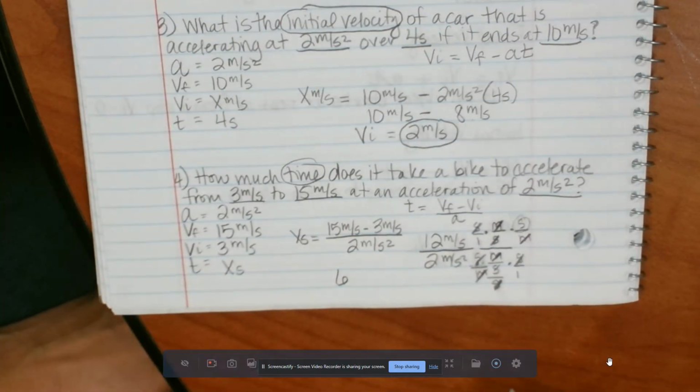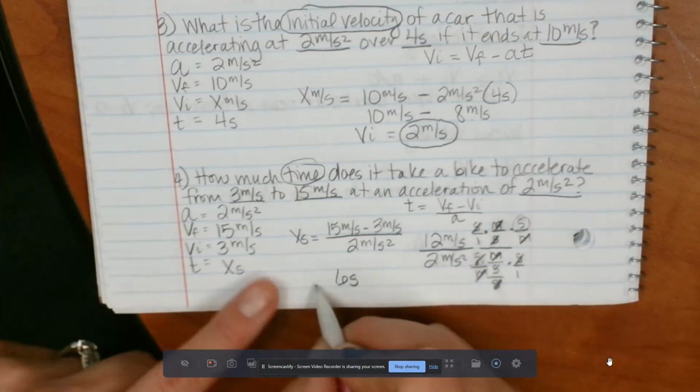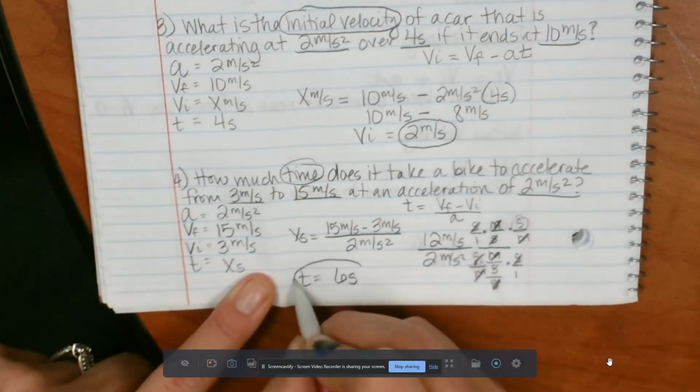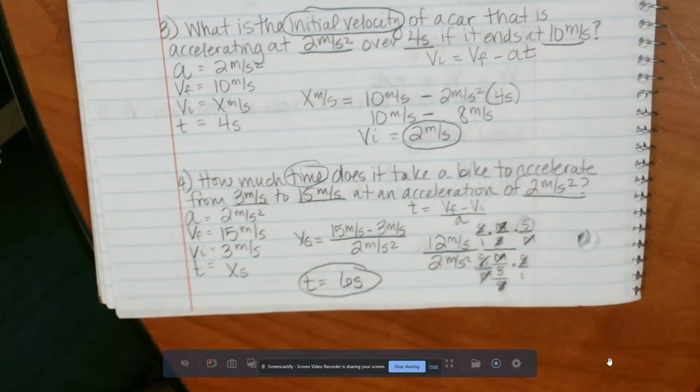There's a lot going into that. I don't expect you to know all that, but that's how we got to seconds. So our time equals 6 seconds. And we're done.